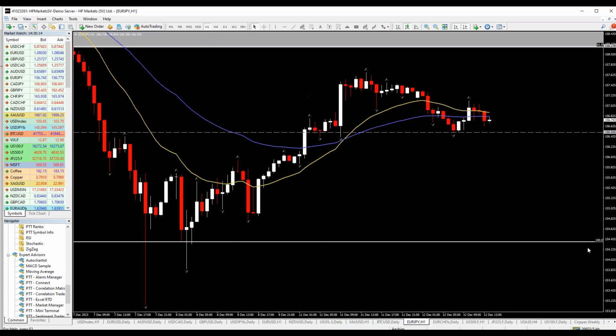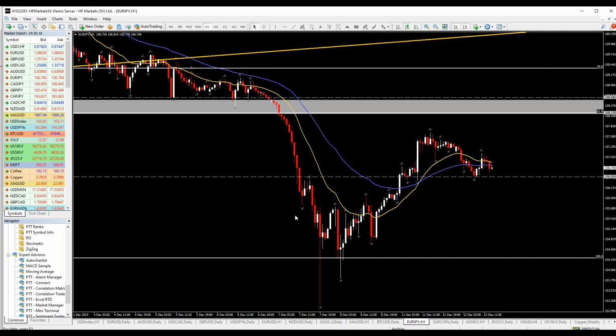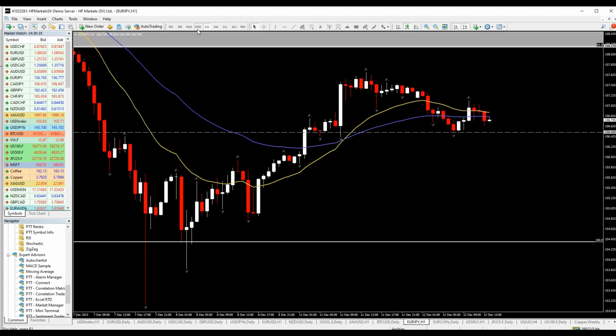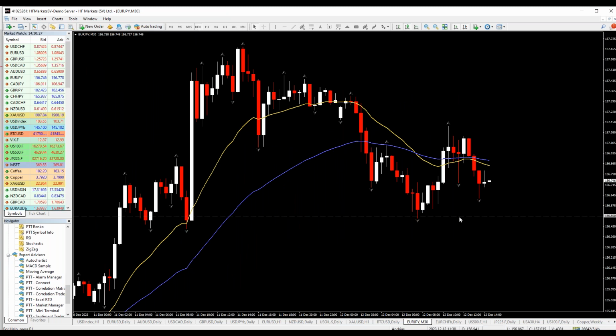I will zoom in. Okay, this is the 1 hour chart, euro yen. Let me zoom in further. I will put even the 30-minute chart, in which we have seen it initially climbing higher during the Asia session, and until the European session as well.